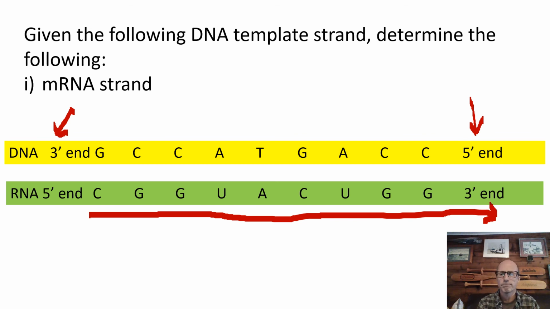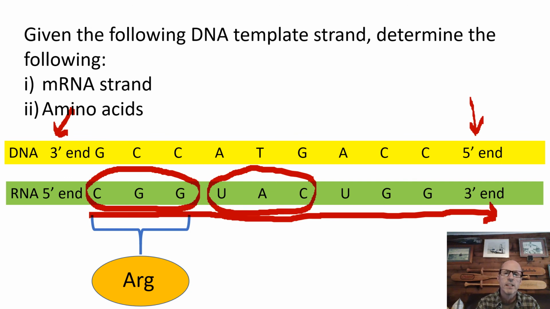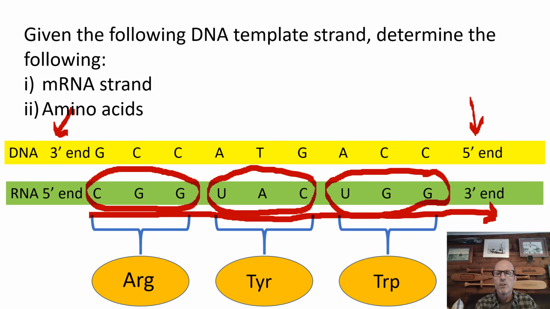That is transcription. Once that RNA leaves the nucleus, then it can be translated into protein. When we look at the genetic code, this triplet right here, CGG, codes for a specific amino acid, and that amino acid is arginine. The next triplet codon, UAC, codes for another specific amino acid, and according to the code, that would be tyrosine. Finally, the last triplet codon that we've got in this very short segment of messenger RNA would code for tryptophan.